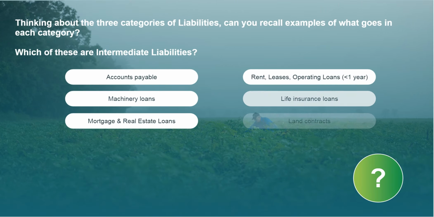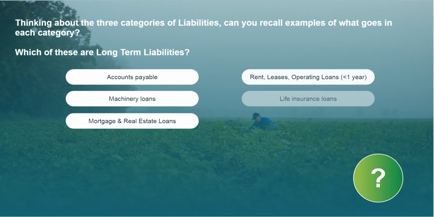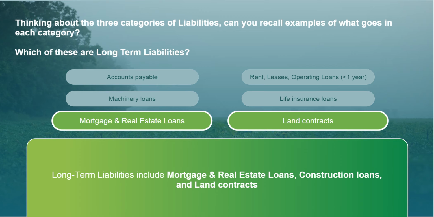Which of these are intermediate liabilities? Intermediate liabilities include machinery loans and life insurance loans. Which of these are long-term liabilities? Long-term liabilities include mortgage and real estate loans, construction loans, and land contracts.